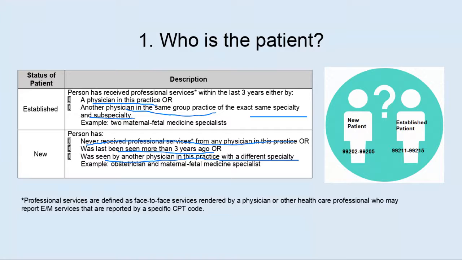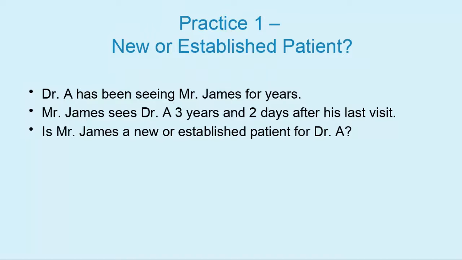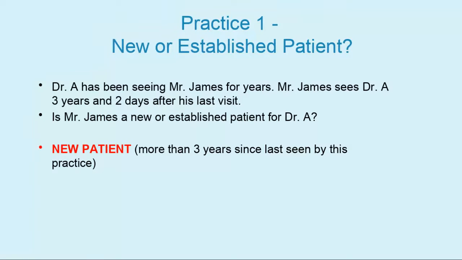Now, it is not always clear whether a patient should be coded using new or established codes. Here's an example. Dr. A has been seeing Mr. James for years. Mr. James sees Dr. A 3 years and 2 days after his last visit. Is Mr. James a new or established patient for Dr. A? So here we have 3 years, 2 days. So therefore, he is a new patient again. So it reverts back to new patient status.